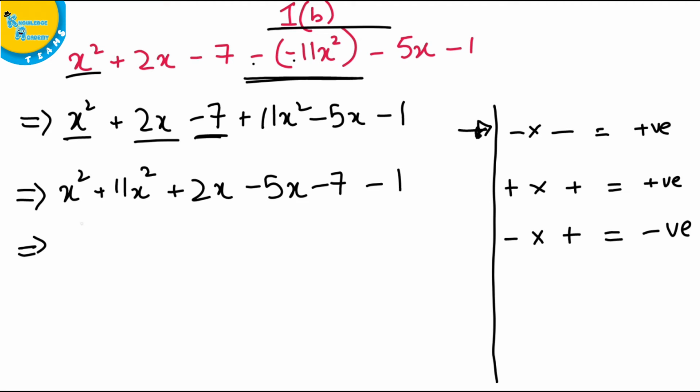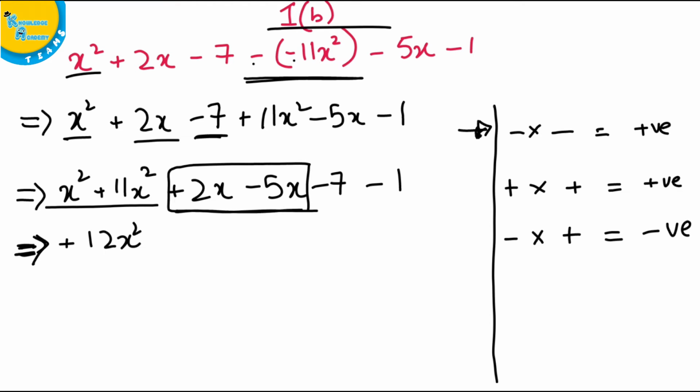So x squared plus 11x squared, both of the terms have positive sign, so the operation will be positive and the sign will be positive as well. So the answer is plus 12x squared. Now here 2x minus 5x. I have told you before, when one term is positive and another term has the negative sign, the operation will be subtraction. So 5 minus 2 will be 3x, and the sign will be the sign of the bigger term. So it's going to be minus. Again, minus 7 minus 1.